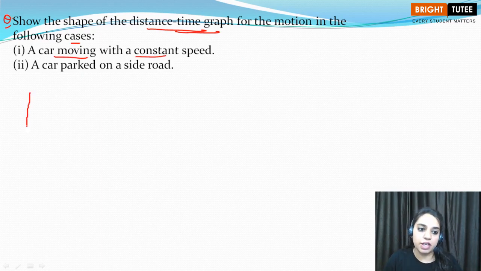So children, whenever a car is moving at a constant speed, we know that we will obtain a straight line graph. So this will be the graph for whenever an object is moving in a constant speed.